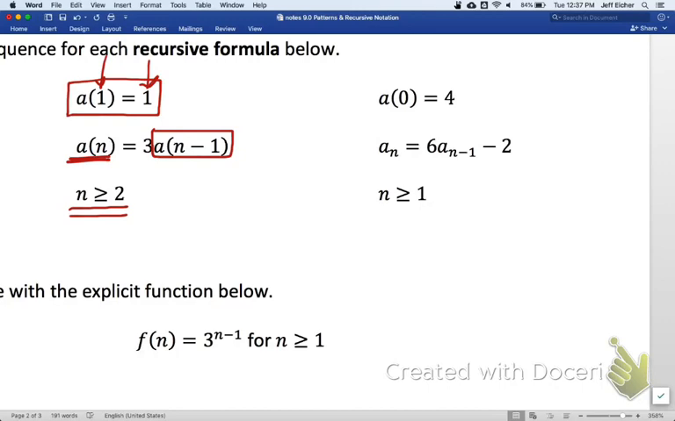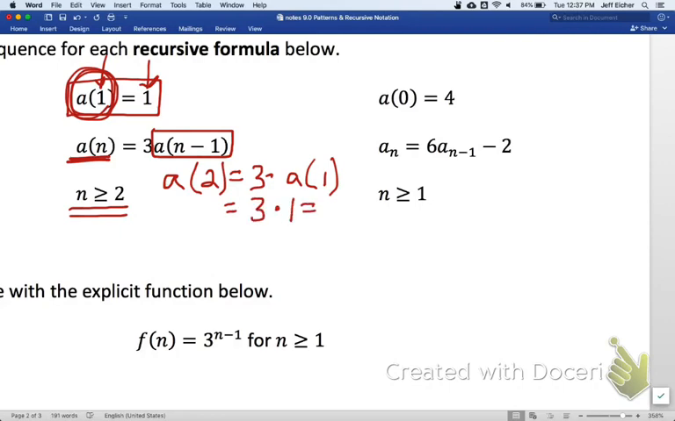So what would our second term be? Our second term would be 3 times the term before that. Well, our first term is defined right here. Our first term is 1, so our second term is 3 times 1, so we get 3.